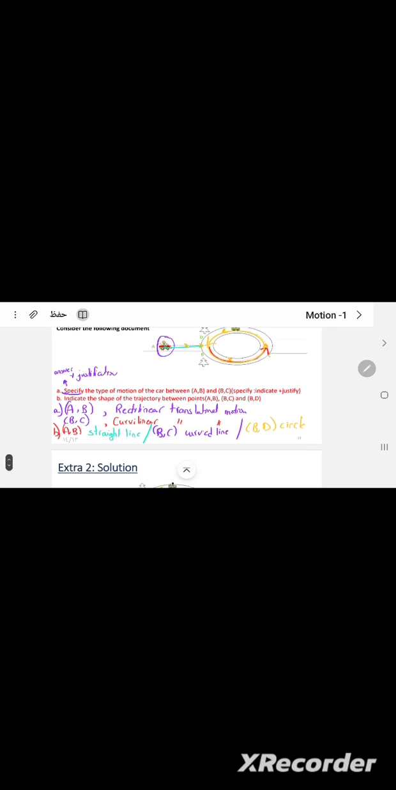And the last one, between B and D. So BD, we complete the circle. Between B and D, how is the shape of the trajectory? It's a circle. Okay, so till now we solved this exercise. This is the second extra exercise. You can check the answers on this slide, and if you have any question, please tell me. Hope all the ideas are clear, and goodbye.